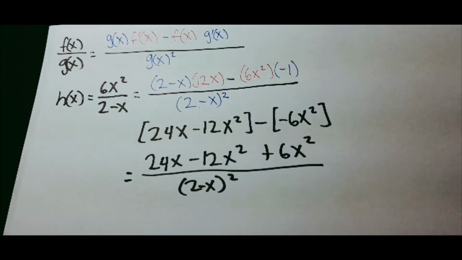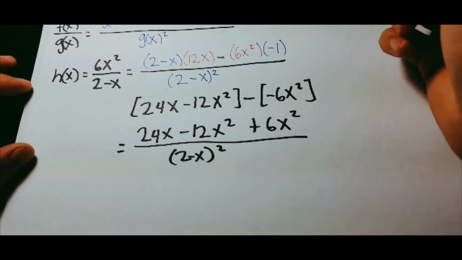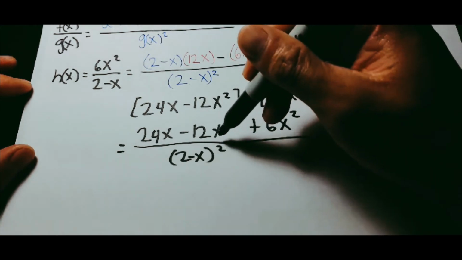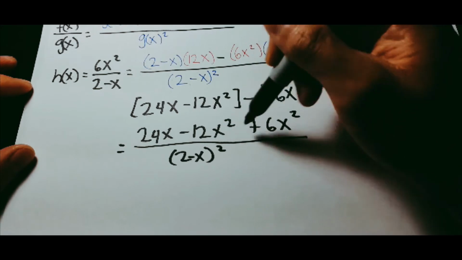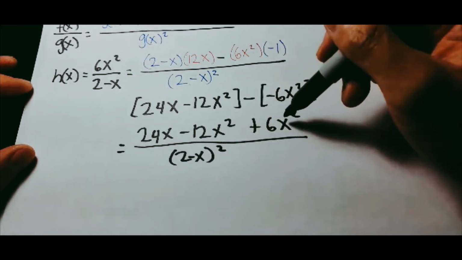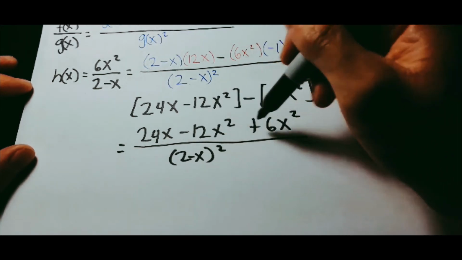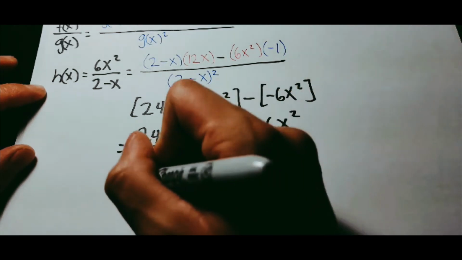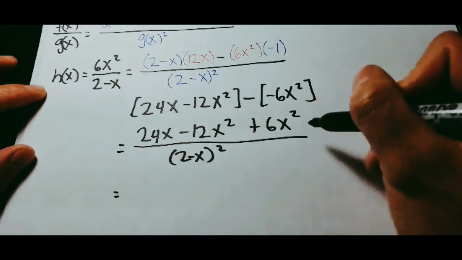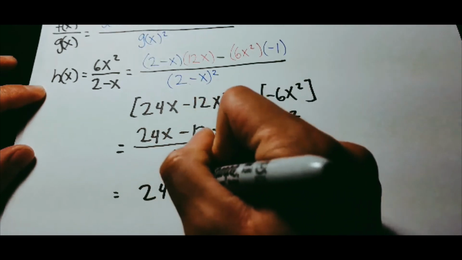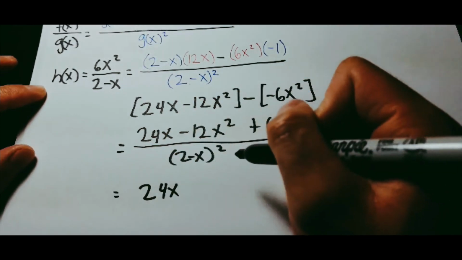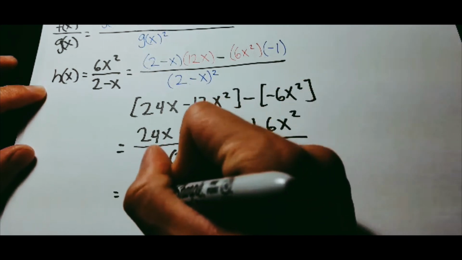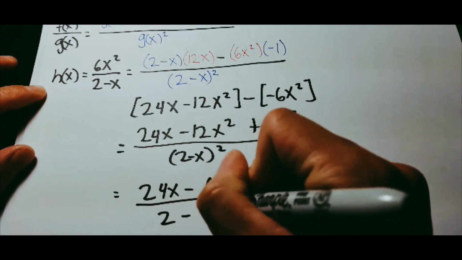Okay, so we can further simplify this. So negative 12x squared plus 6x squared, they have the same exponent, x squared, then x squared. So we can combine these two to have a simpler term. So in this case, I'll have 24x minus 6x squared divided by 2 minus x squared.